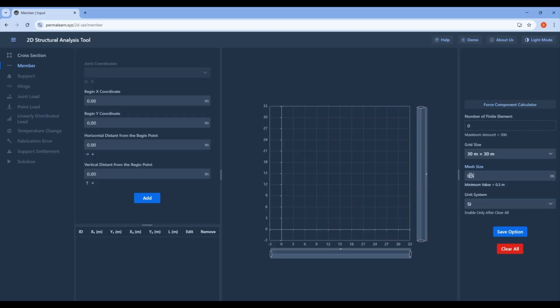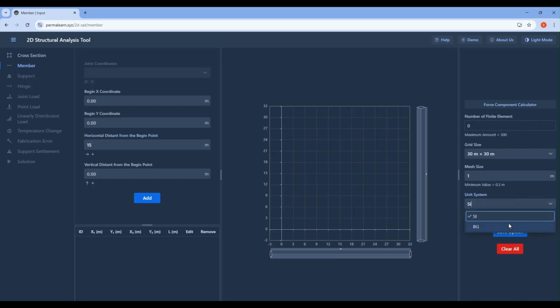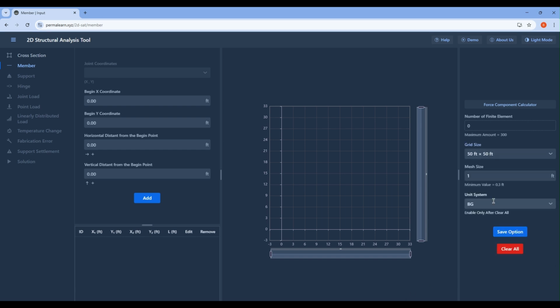It is the SI unit, and I change this equal to 1 and save option. And I want my structure to begin with 0 again, so it's going horizontal to the right. Oh, it is the BG unit, so I need to change it back to BG unit. And it is a larger project, so I need to switch it to 50 feet x 50 feet.